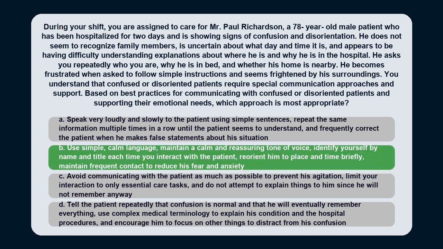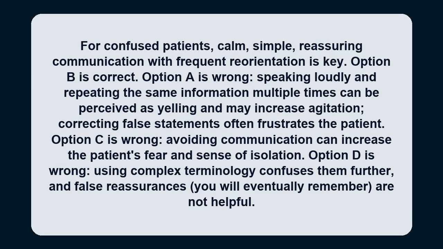The answer is B. For confused patients, calm, simple, reassuring communication with frequent reorientation is key. Option B is correct. Option A is wrong. Speaking loudly and repeating the same information multiple times can be perceived as yelling and may increase agitation. Correcting false statements often frustrates the patient. Option C is wrong. Avoiding communication can increase the patient's fear and sense of isolation. Option D is wrong. Using complex terminology confuses them further, and false reassurances, like you will eventually remember, are not helpful.